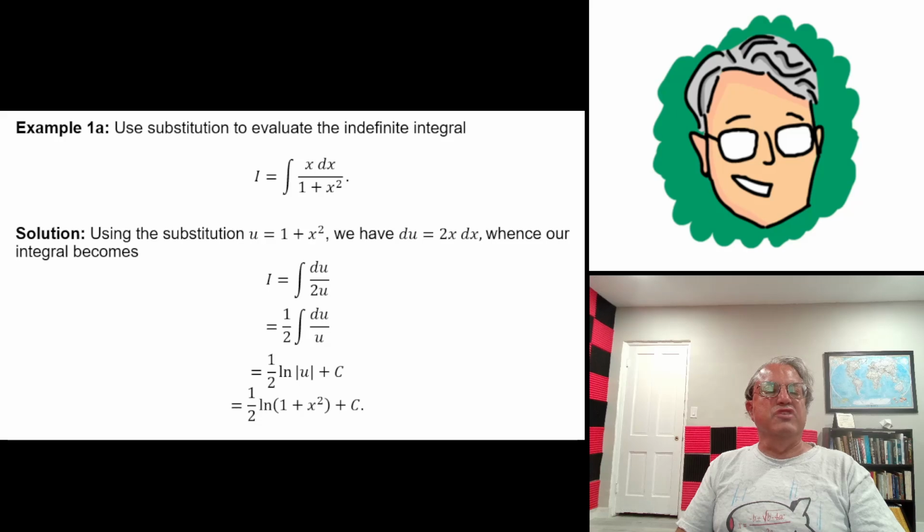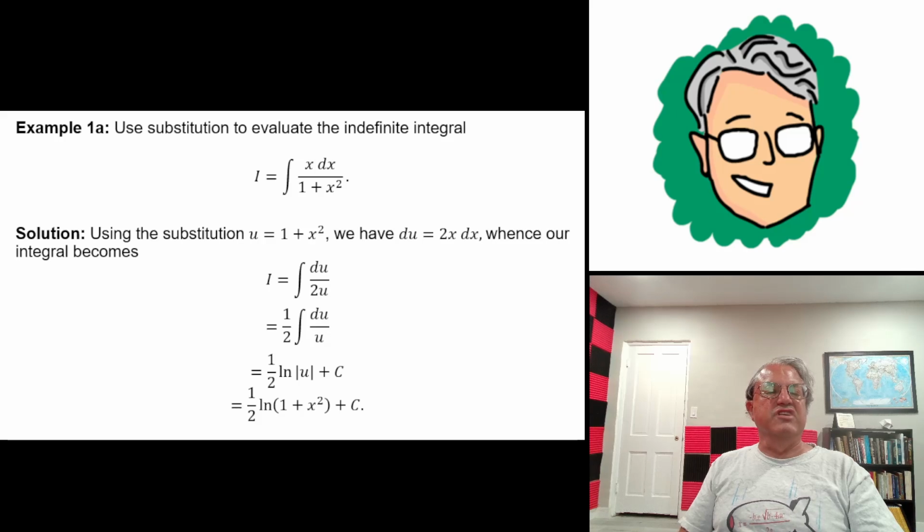Technically, it's the natural logarithm of the absolute value of u. I haven't been writing it this way, but since logarithms of negative numbers aren't defined over the reals, we always use the absolute value. And so we get 1/2 times the natural logarithm of the absolute value of u plus c. But since this is an indefinite integral in x, we have to back substitute for x. Since u is 1 plus x squared, we get 1/2 ln of 1 plus x squared plus c. Notice that now we no longer need the absolute value because 1 plus x squared is always positive.